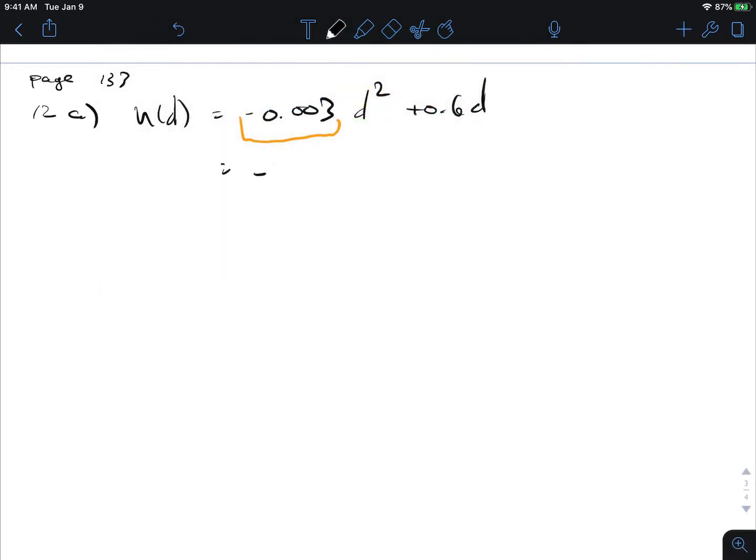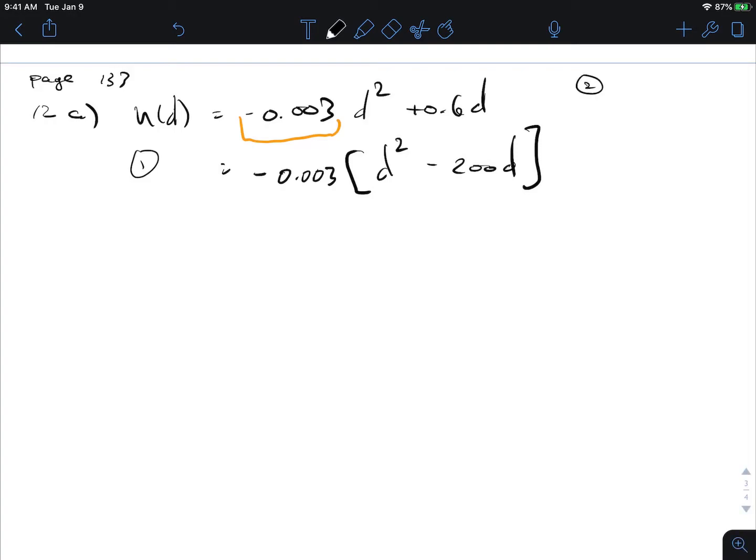Which means I got to take out negative 0.003, and that's going to leave me with d squared minus 0.6 divided by 0.003, which is 200. Okay, and then that's like step one.